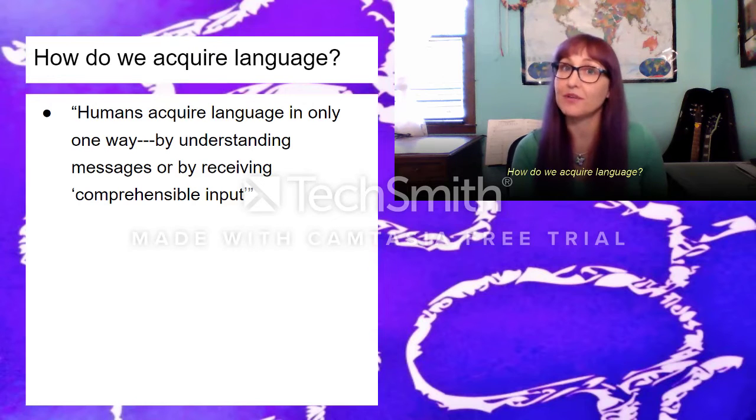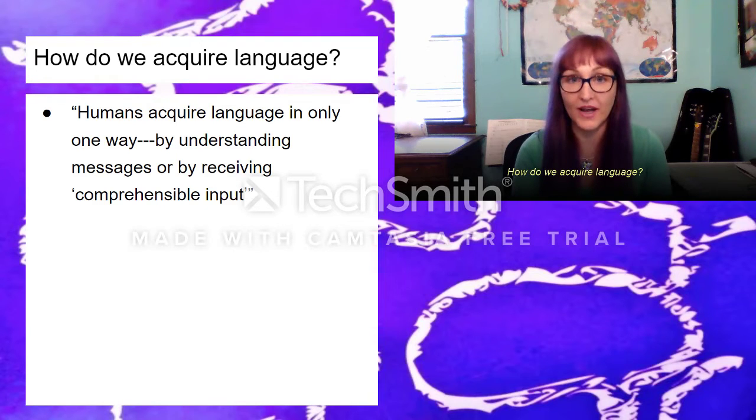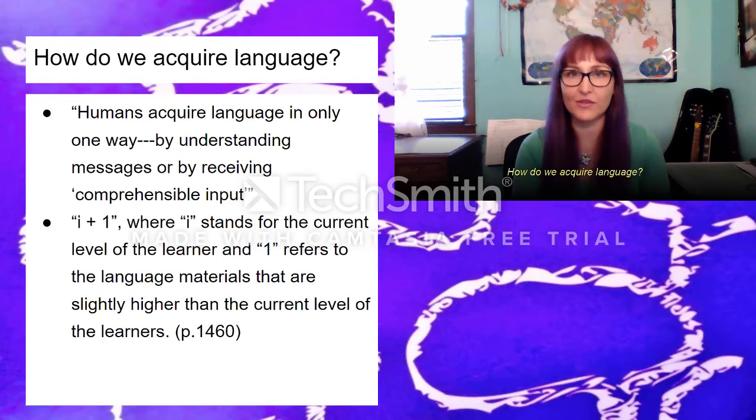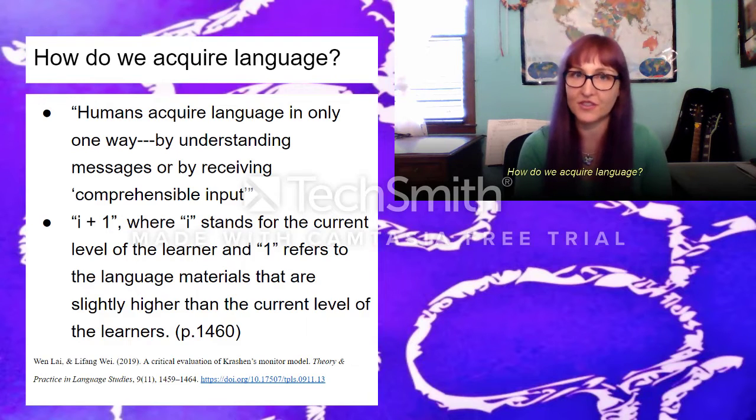Krashen explains the input hypothesis. Krashen has pointed out that humans acquire language in only one way: by understanding messages or by receiving comprehensible input. That is, by receiving input slightly higher than the current language skills of the learner. This is his famous formula of I+1, where I stands for the current level of the learner and 1 refers to the language materials that are slightly higher than the current level of the learners.